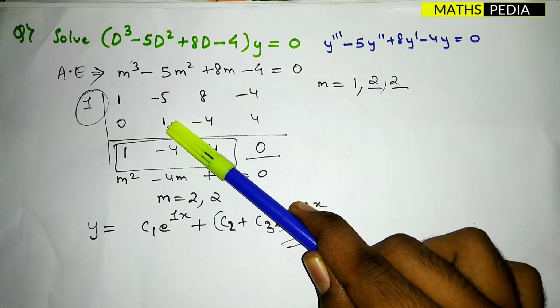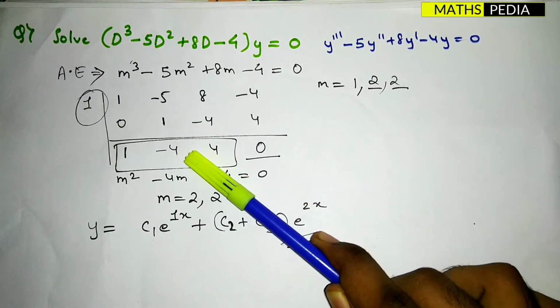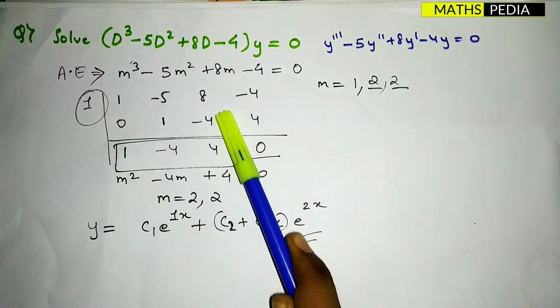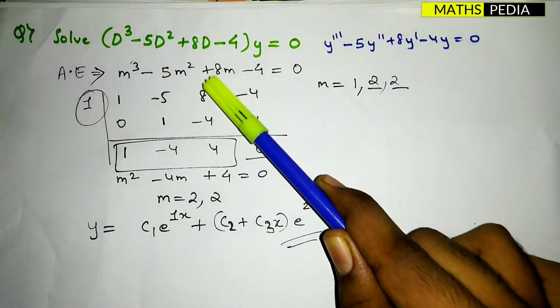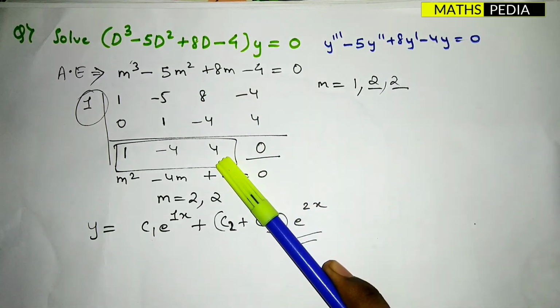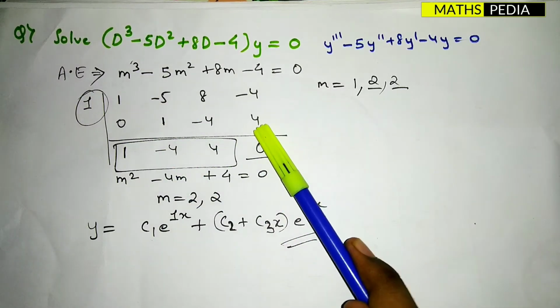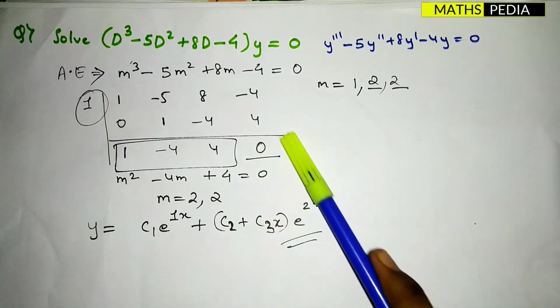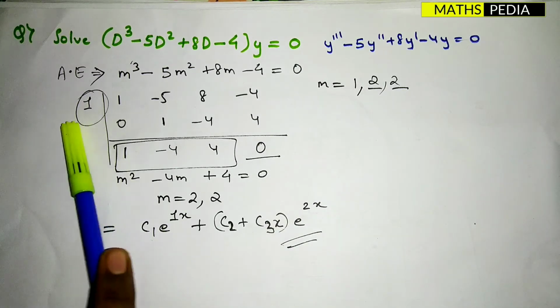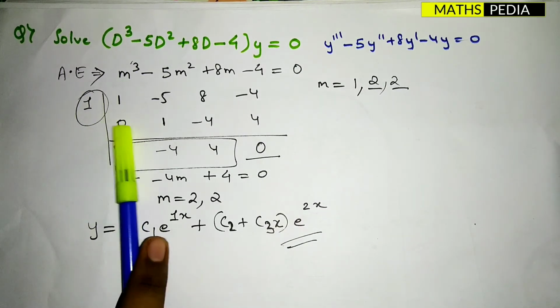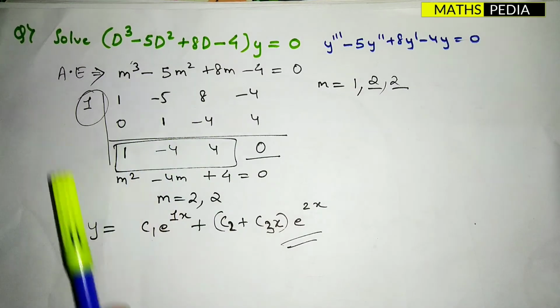Minus 5 plus 1 is minus 4. Then again minus 4 into 1, we place it here, minus 4. Then 8 minus 4 is 4. Then multiply 4 with 1, place it over here. Minus 4 plus 4 is 0. Therefore we have got the remainder as 0, so this is one of the roots of this equation.